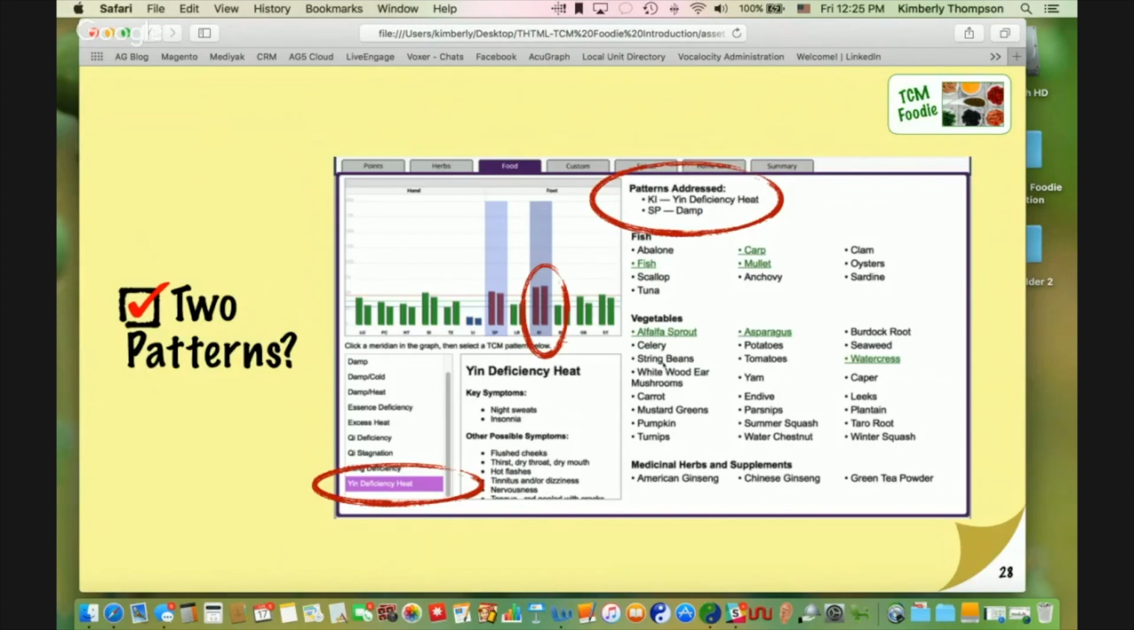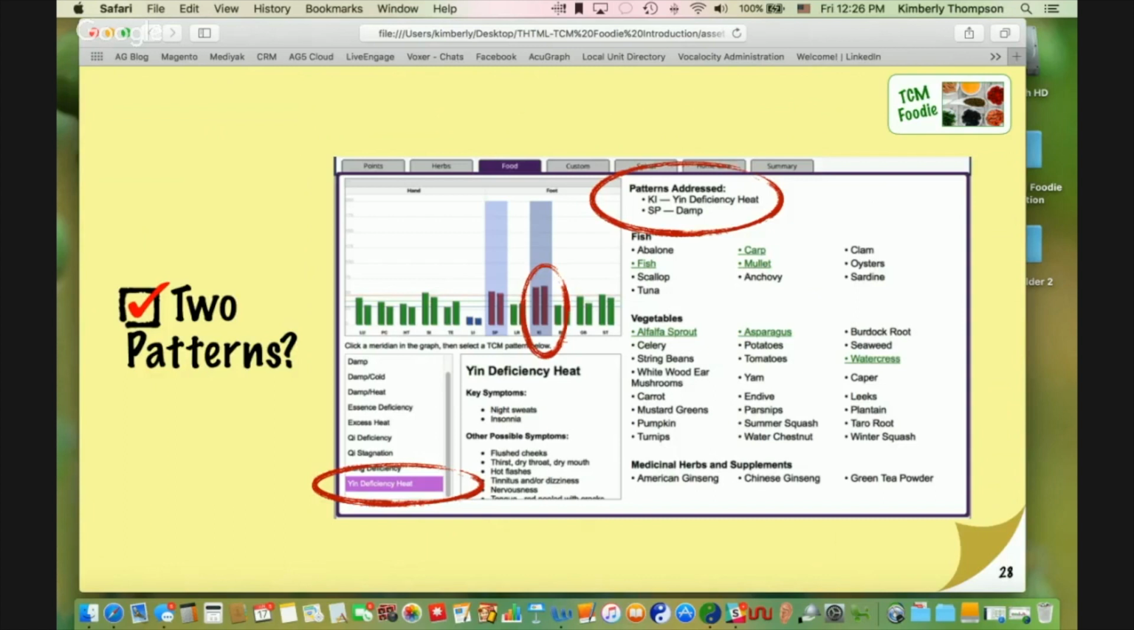You can do multiple patterns within the same dietary list. So here I went over again and clicked on kidney. And so this patient had spleen damp plus kidney yin deficiency. So notice the patterns addressed in this list. You'll see kidney yin deficiency heat along with spleen damp. And then the dietary recommendations have been conglomerated all together to show foods for both of those patterns.